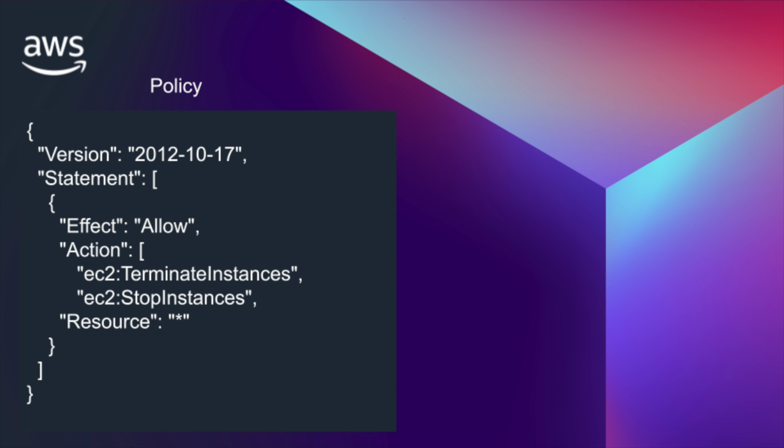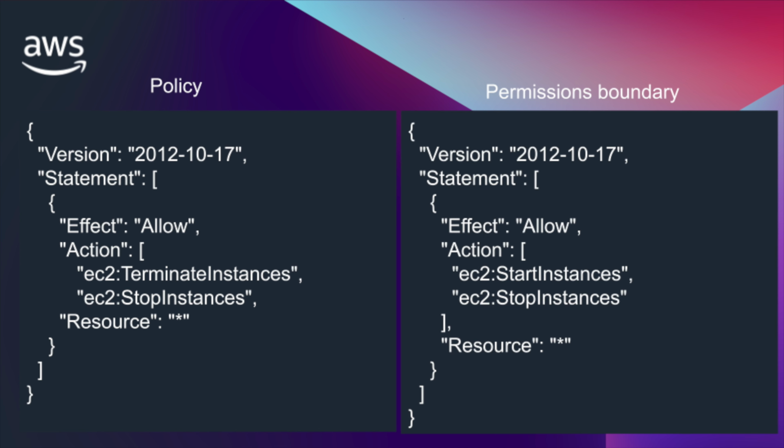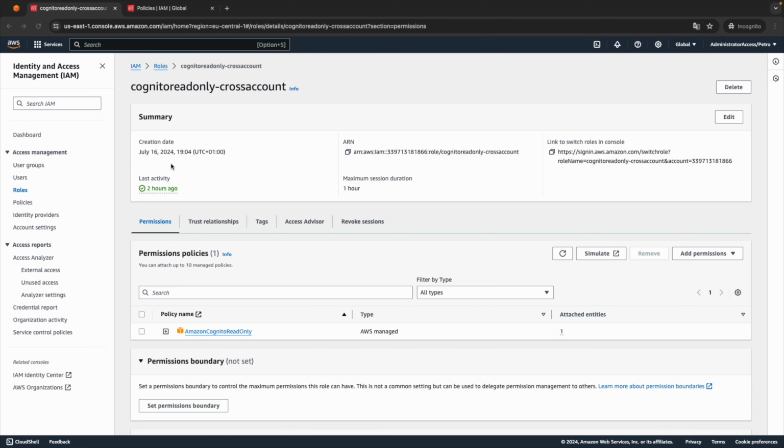Let's have a look at an example. In this policy, we allow terminating and stopping EC2 instances. In permission boundary, we allow starting and stopping instances. It means the user cannot perform the EC2 terminate instances action because it's not allowed by the permission boundary. Now let's make a test.